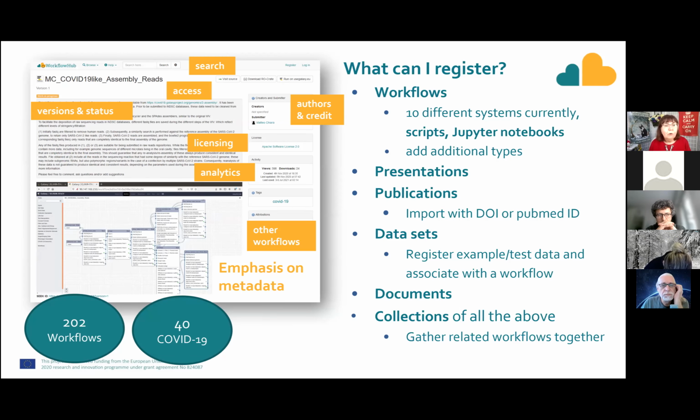So what can you register? Well, you can register workflows, and presentations and publications, and data sets, like example data sets to associate with the workflow. We currently have 202 highly curated workflows, of which 40 are COVID ones. Here's an example of a workflow page. You can link to other workflows. You have authors and credit, licensing information, analytics, and tagging. It handles versioning and mechanisms for search and so on.